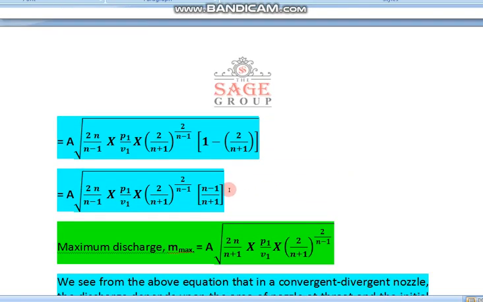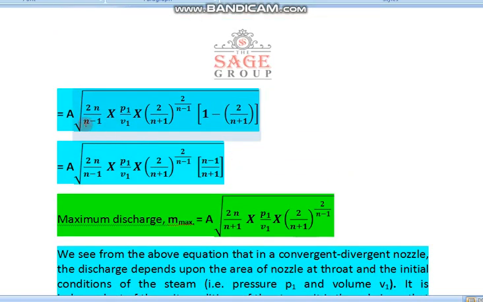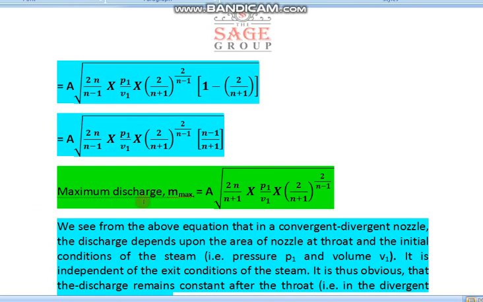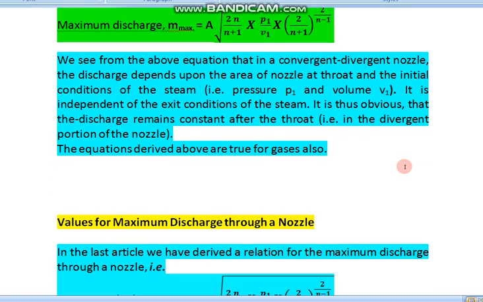On further solving, a square root 2n by n minus 1 into p1 by v1 into (2 upon (n plus 1)) to the power 2 upon (n minus 1) in bracket 1 minus 2 upon (n plus 1). We have solved this power here. So finally it gives the maximum discharge m max equal to a square root 2n by (n plus 1) into p1 by v1 into (2 upon (n plus 1)) to the power 2 upon (n minus 1). This is the final equation.